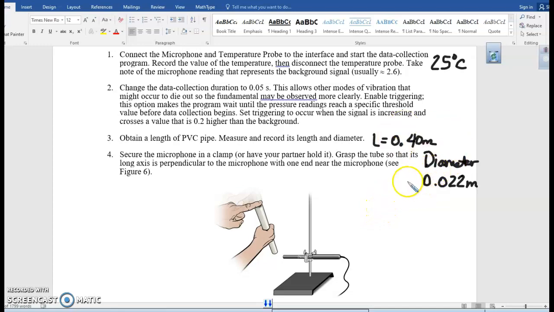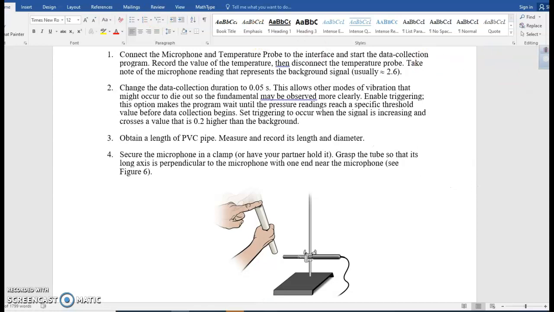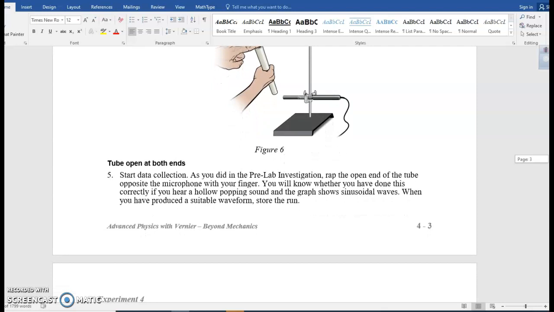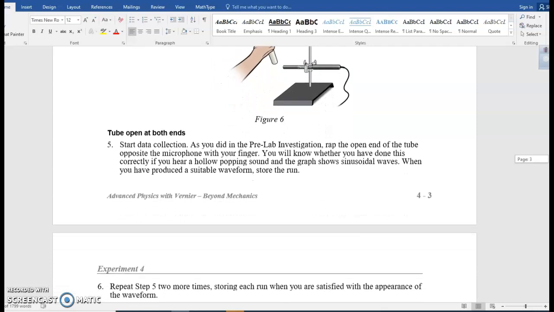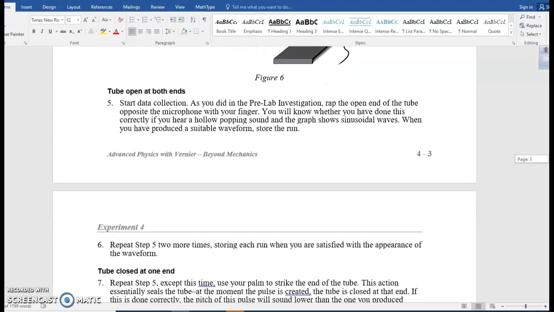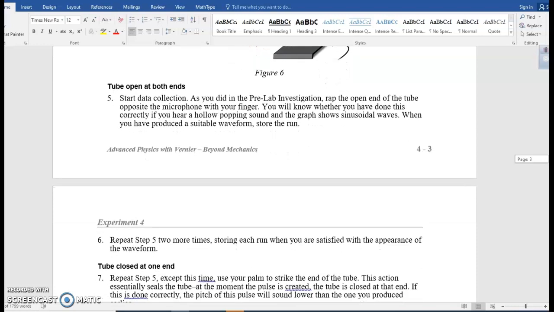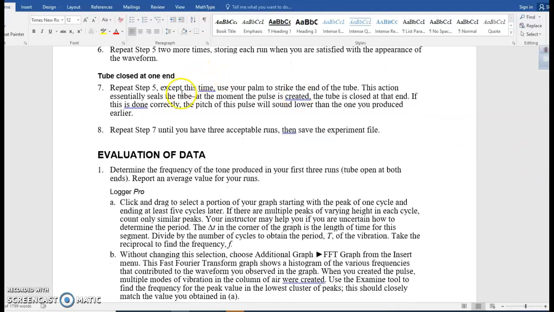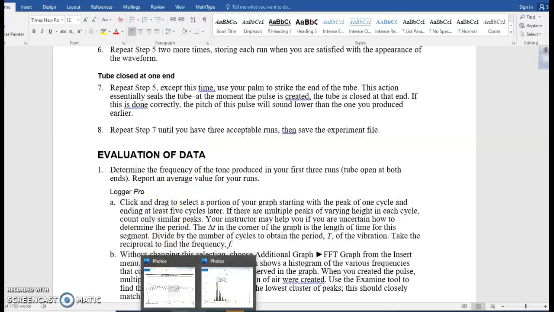I don't think you need to necessarily write that down. You could do a small data table, but you are going to use that in later calculations as well. As we do this, we take a run and start data collection. We take a run, and then we try it a few times. Always do a few different trials, okay? And you will see this sine wave. We're going to do a couple of trials, and we're also going to do this with a tube closed at one end.